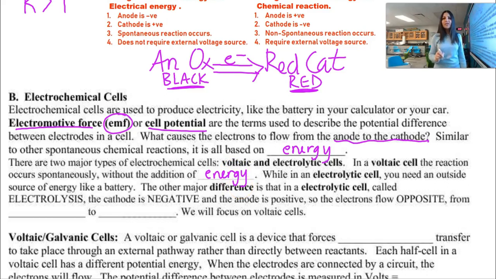So while in an electrolytic cell, you need an outside source like a battery, the other major difference is in an electrolytic cell, like electrolysis, the cathode is negative and the anode is positive. So the electrons are going to flow opposite. So let's just kind of mark this. The cathode is negative and the anode is positive, which is actually the reverse. Okay, so this is for an electrolytic cell. And so then we're actually going, in this case, from the cathode toward the anode.